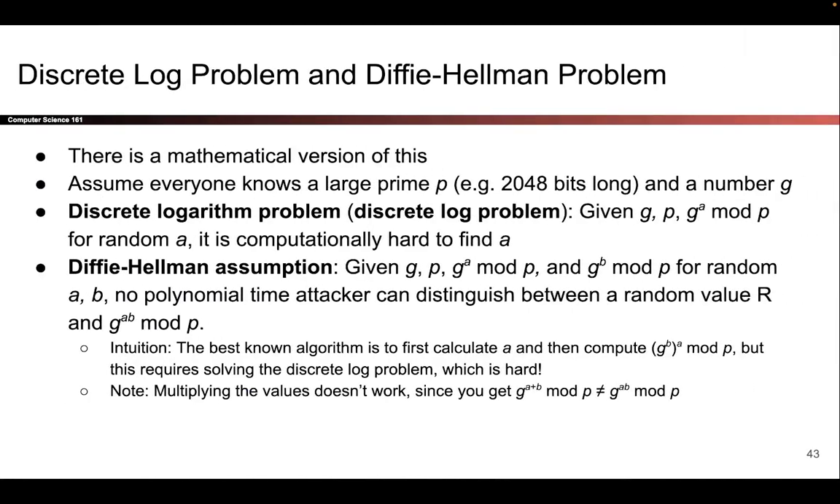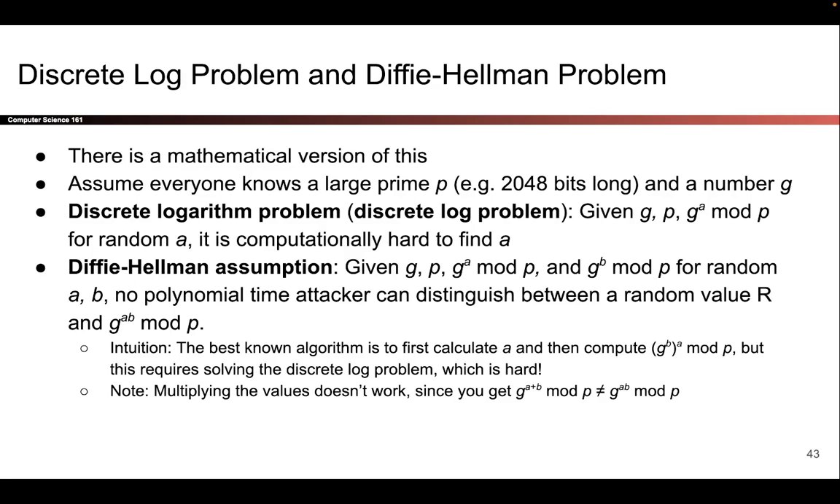So unfortunately, computers cannot mix paint, but luckily there is a mathematical version of the problem that we just saw. It's called the discrete logarithm problem. So first let me describe what the problem is, and then we'll describe why it's hard. In this problem, everyone knows a large prime number p and a number g. Technically, this number g has to be something called a generator mod p, but that's not the most important thing for our purposes.